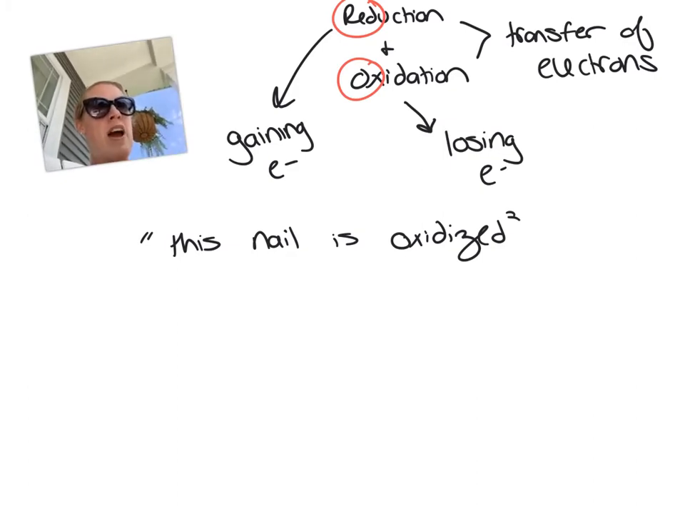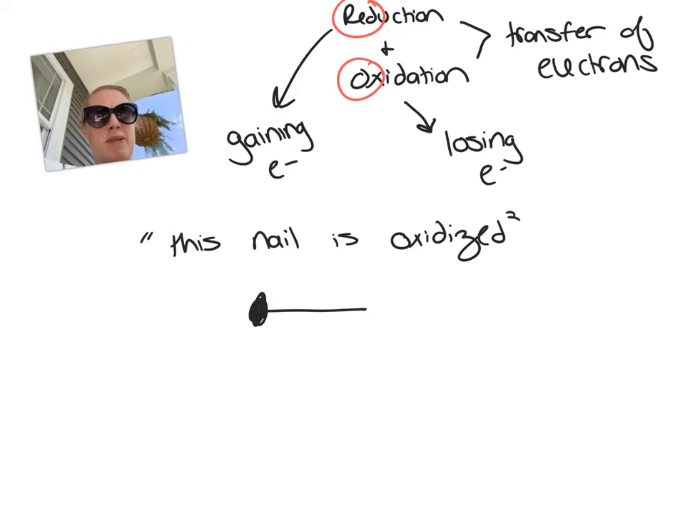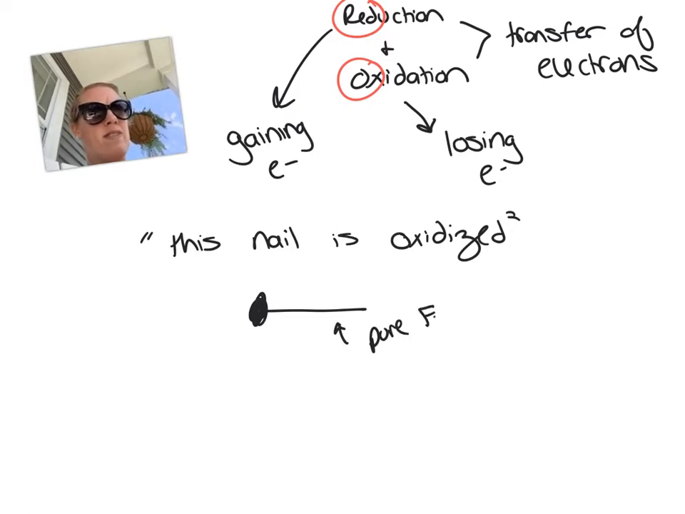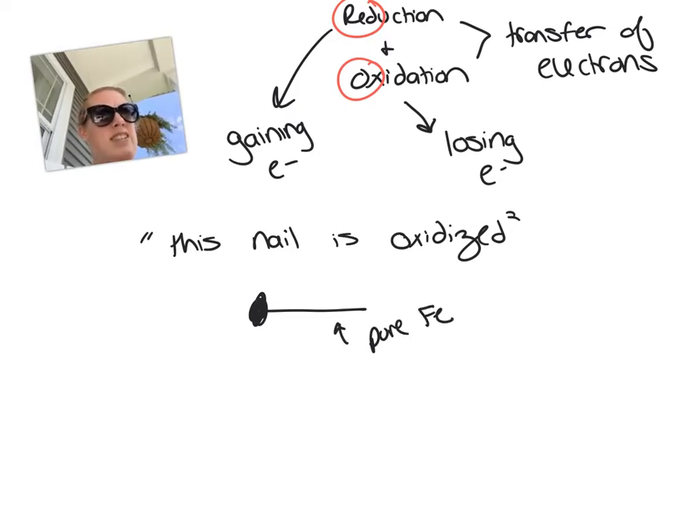So when you have an iron nail, it doesn't look like a nail, but it's what we're going to go with, okay, guys? So this is a nail. It is made up of pure iron. And that pure iron has an oxidation state of 0.